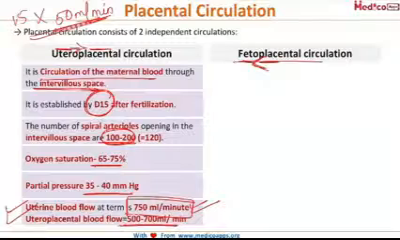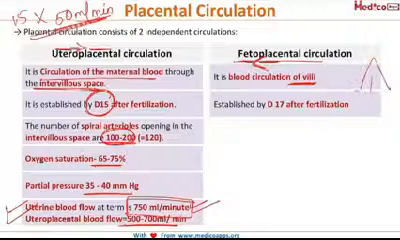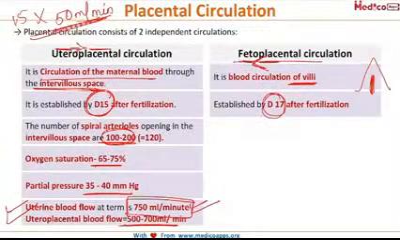Now let's talk about the fetoplacental circulation. It comprises mainly of the blood circulation in the villi, because it is here that the fetal blood vessels are opening in the villi, making it a tertiary villi. And this is established by 17 days after fertilization, that is 2 days after the establishment of the uteroplacental circulation.